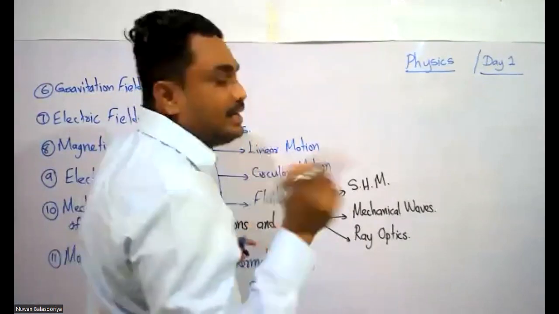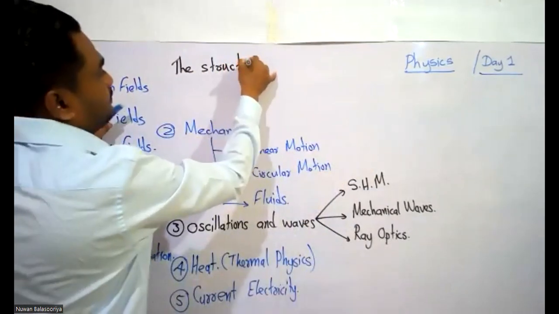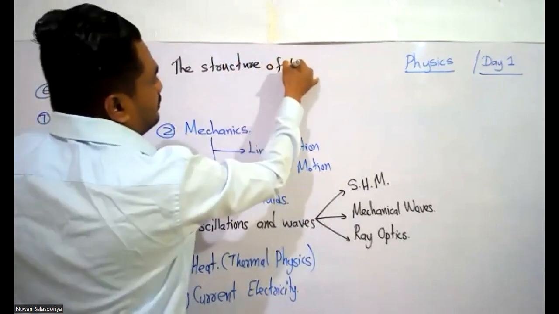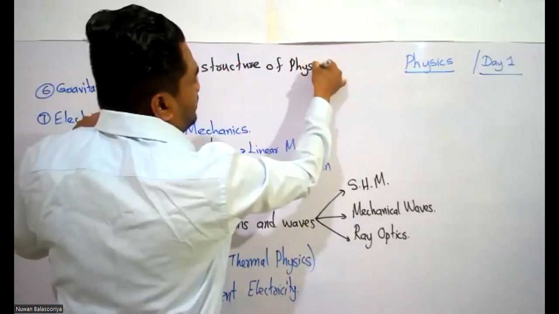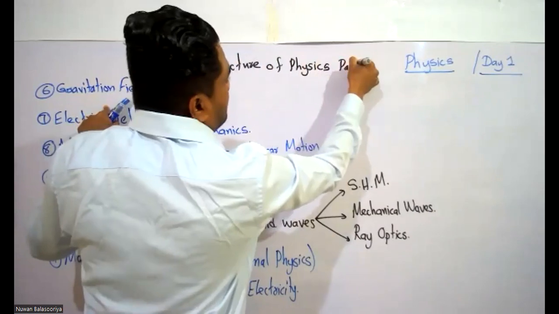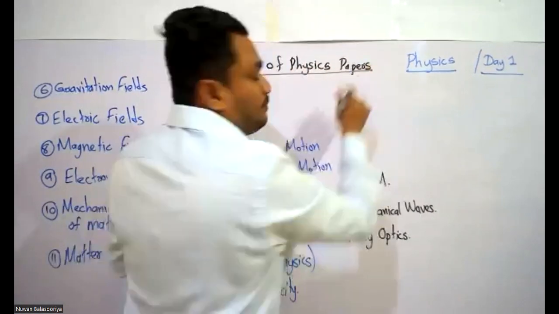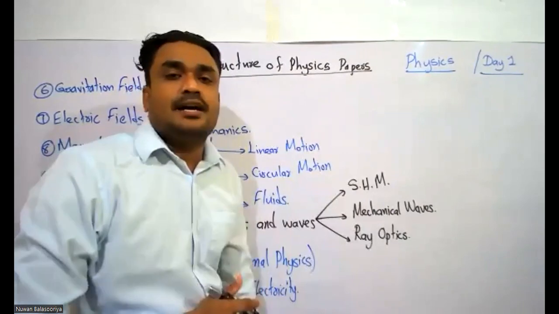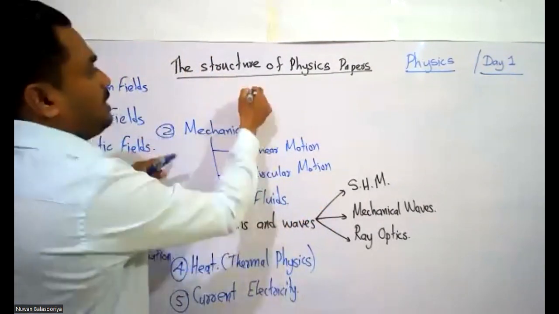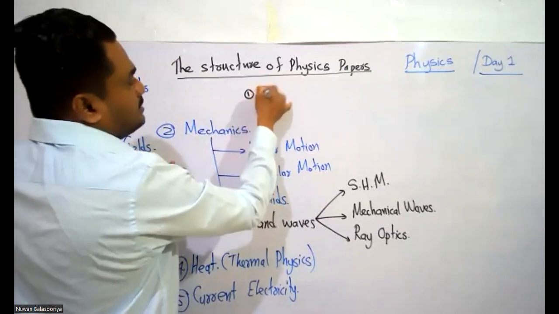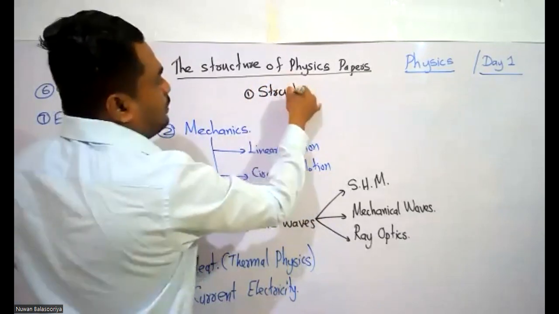Please don't write, I'll give you the time. The structure of physics papers. In the exam, you have to answer papers. How many papers are given? Please don't write anything. They will give you 3 papers. Paper number 1 is the structured essay questions paper.